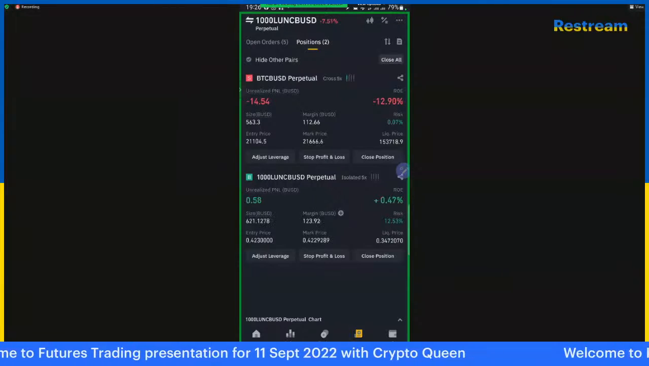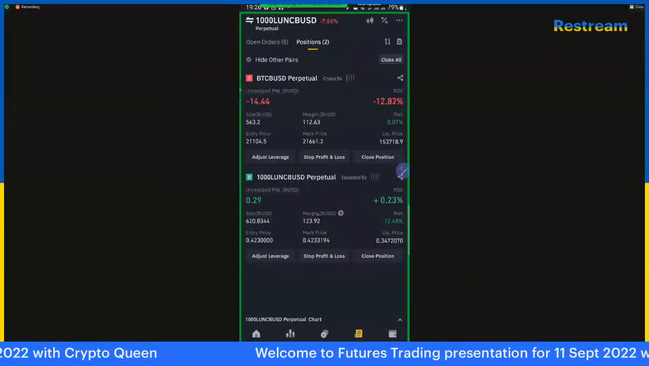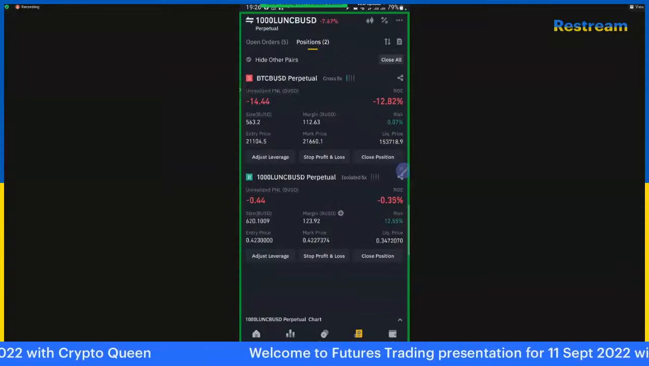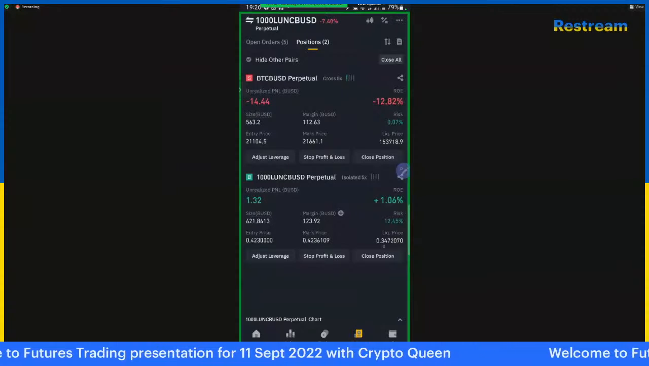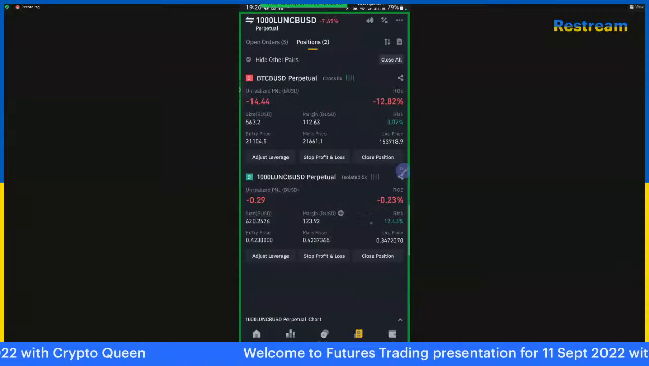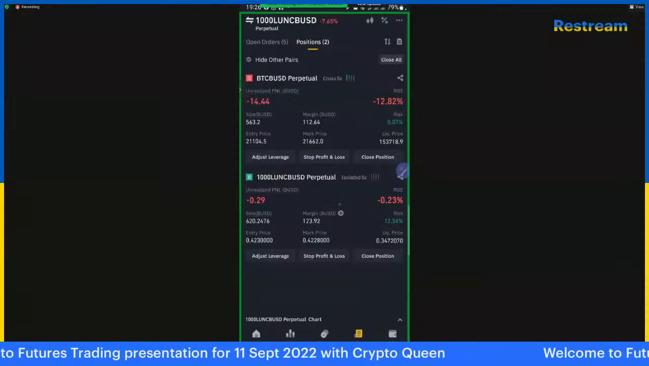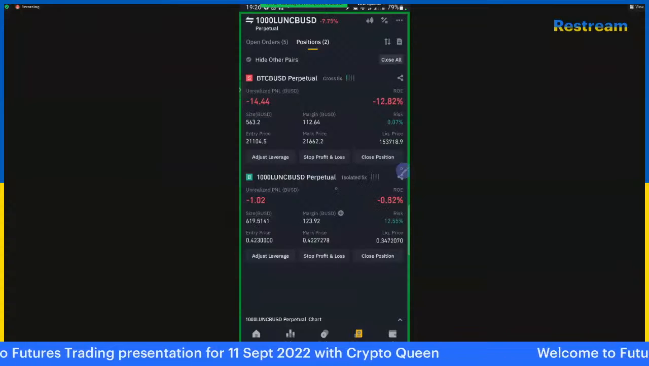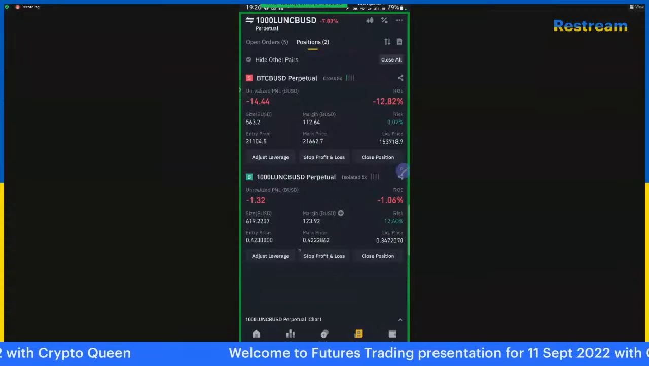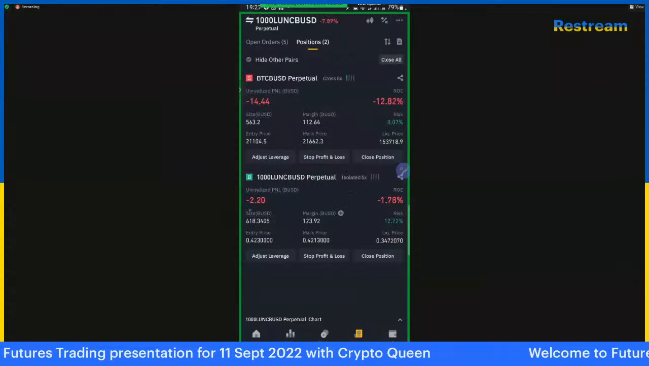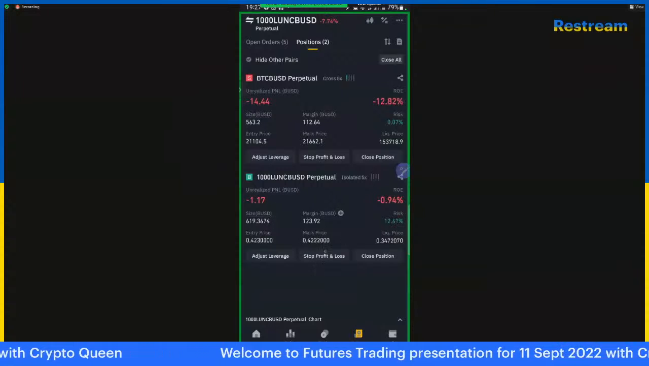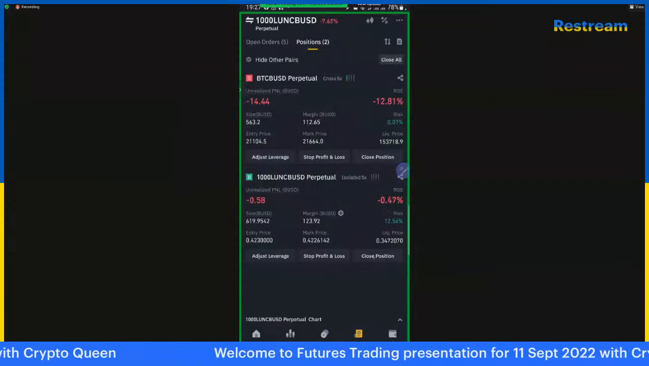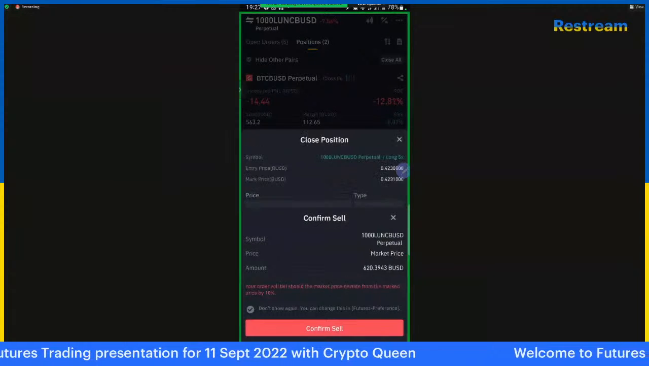So this isolated margin that we can see here, once it's exhausted and the current market price gets to my liquidation price, this entire trade will be closed. Then I will lose all of this 123. That's what it means if you are on isolated. Look at it here, you can see isolated margin. But if it were on cross margin, then once it gets to this, it will start taking from my current wallet balance to save the trade for me. So this is just a careless trade. I'm going to close it, close position.